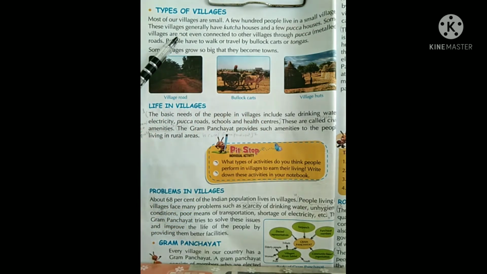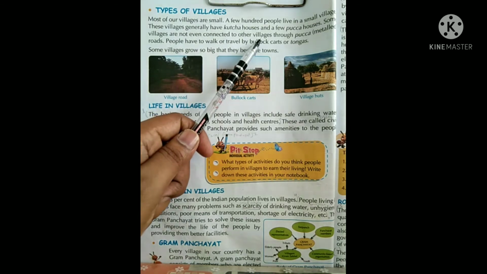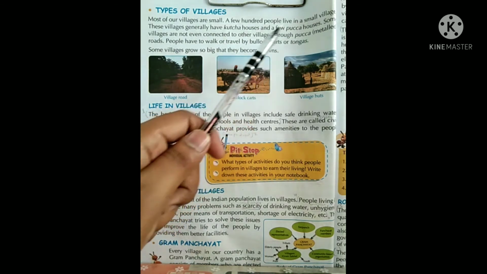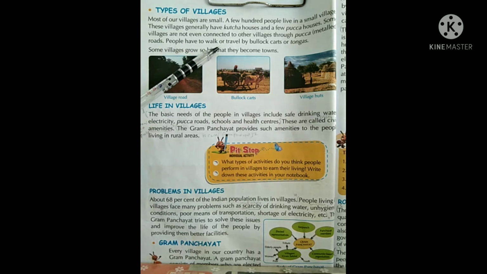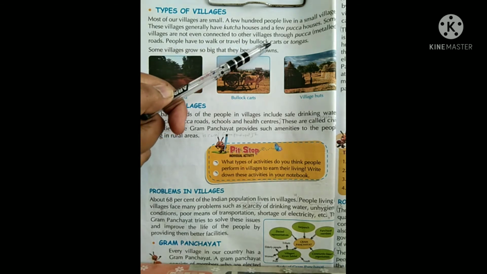Some villages are not even connected to other villages through pakka metal roads. There are some villages where we can't go from one village to another village. There are no proper roads to go to the other villages, like a metal road. Only this is what a village road. This is a rough road we can see, isn't it? And people have to walk or travel by bullock carts or tongas.